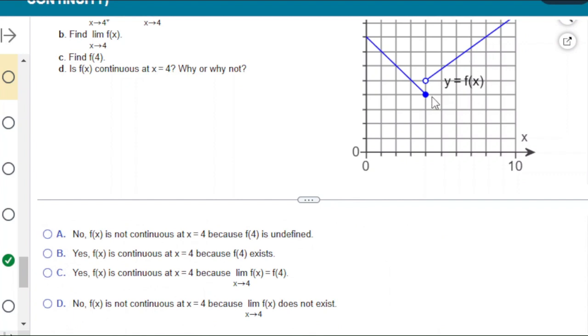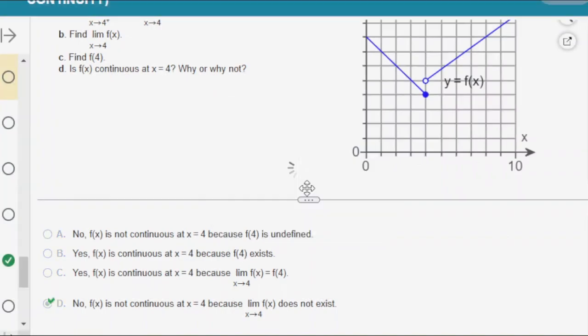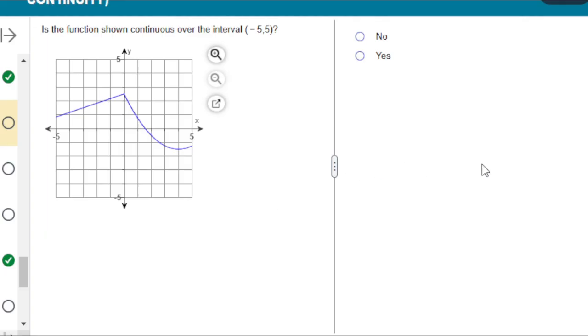Now, even if the two-sided limit did exist, it's possible it would be discontinuous, because what you need to have happen is not only the limit as x approaches 4 of f of x has to exist, that actually has to equal f of 4. So what we can say is no, f is not continuous at 4 because this limit does not exist. It's not these answers that would say yes, it is continuous at 4. And it's not this one, no, f is not continuous because f of 4 is undefined. Well, f of 4 is defined, right? It's defined to be 4. So that's just making sure that you understand the definition of continuity.